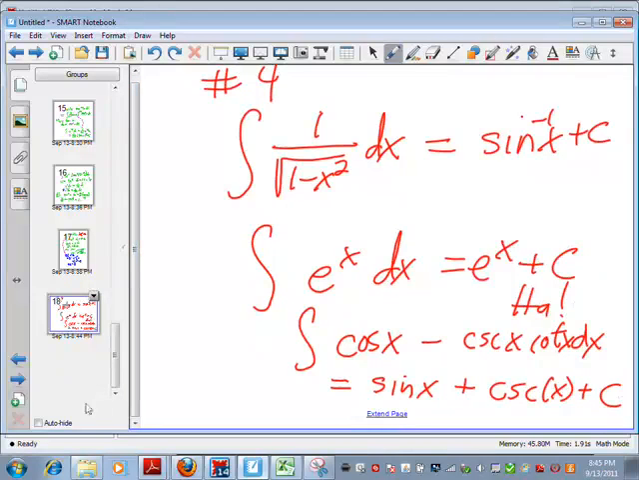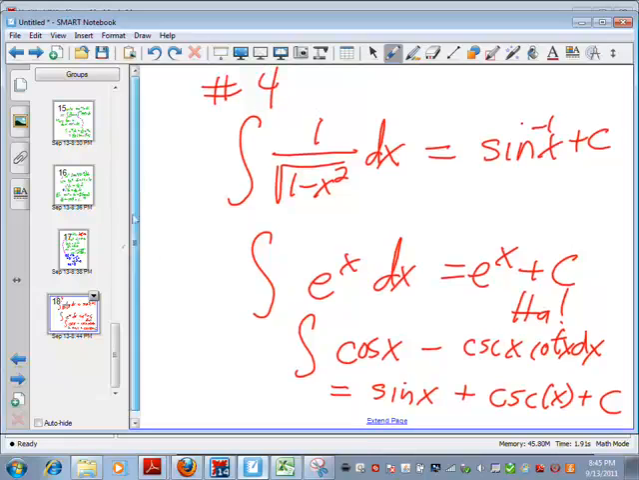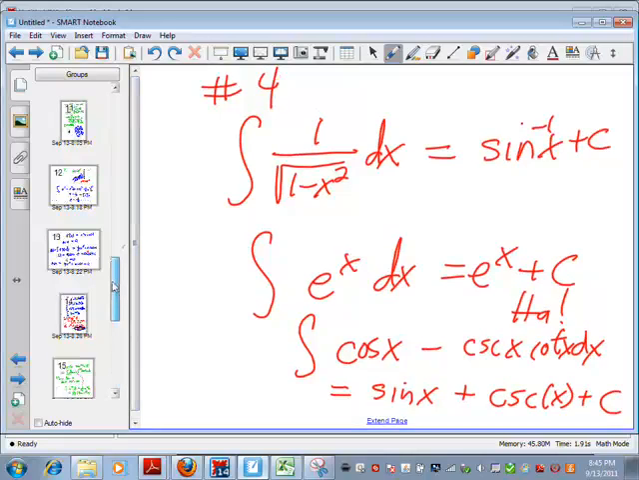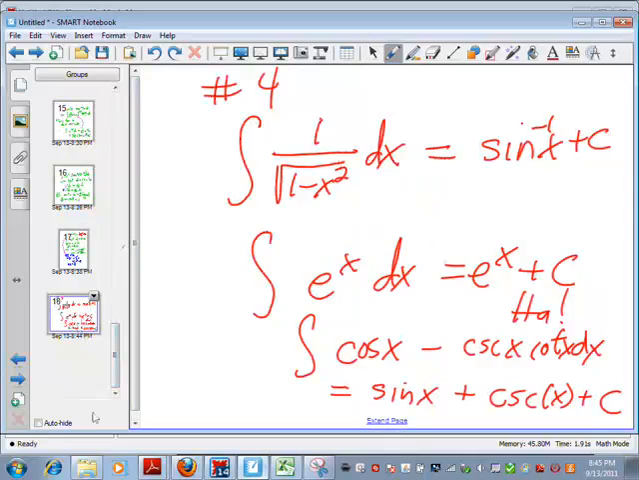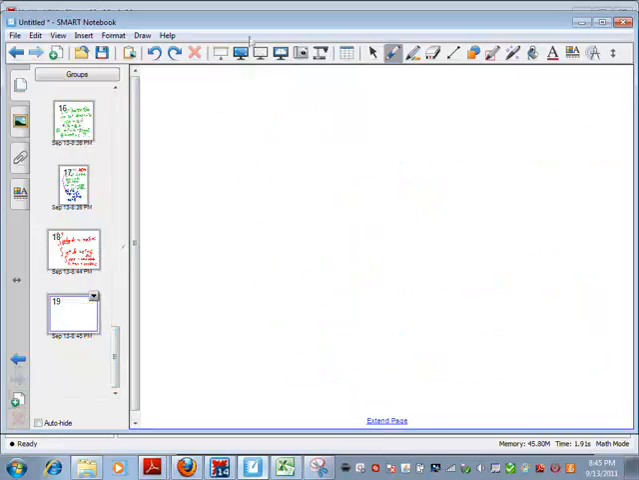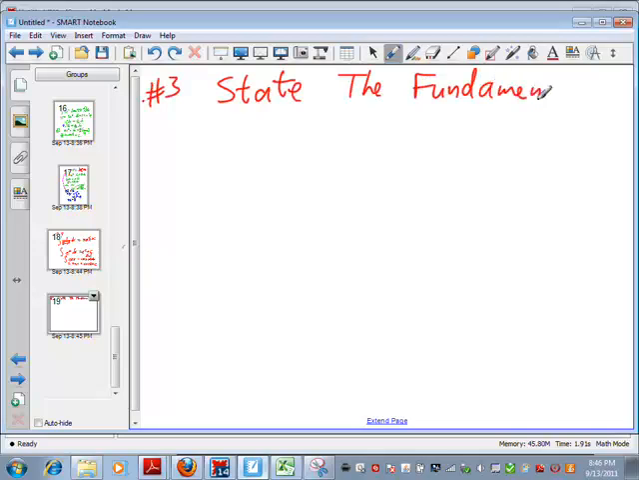Any question about number 4? Again, we're getting easier as we go back. You just remember the formulas. And then, state the fundamental theorem of calculus. Again, it's in the book and it's also in the notes. Number 3: state the fundamental theorem of calculus. I'll take whatever's in the book, or whatever I'm about to write, or whatever's been written before in previous notes.